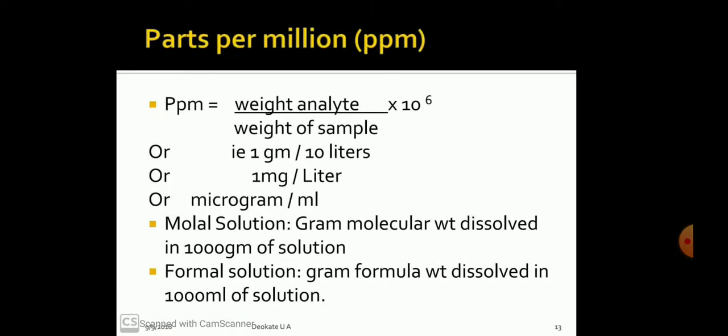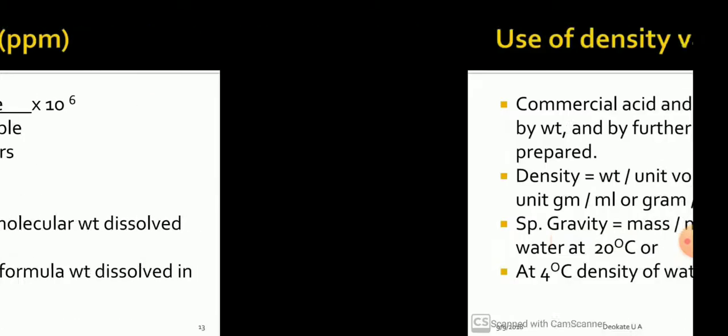Next, parts per million. This is ppm. Parts per million is equal to weight of analyte divided by weight of sample times 10 raised to 6. That is, 1 gram per 10 liters, 1 milligram per liter, or microgram per ml. Molal solution: gram molecular weight dissolved in 1000 grams of solution. Formal solution: gram formula weight dissolved in 1 liter of solution.